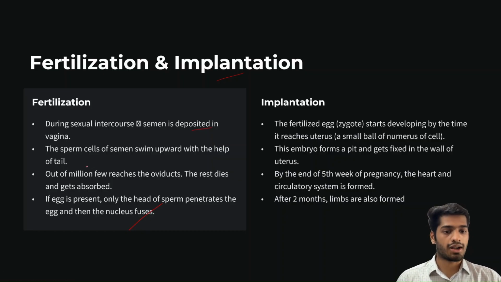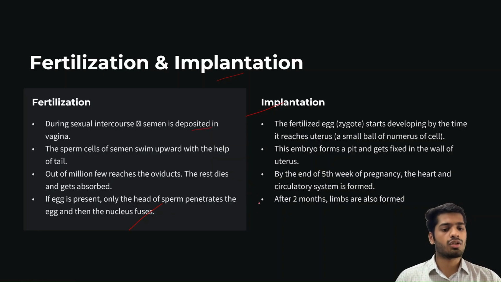Now, what is implantation? Implantation is nothing but this fertilized embryo, this zygote, starts to divide. It will start to do cell division, and it is going to form a small structure which is full of cells. Now, it is going to implant. It is going to place itself in the endometrium, that is nothing but the innermost lining of the uterus. And then this baby is going to grow.